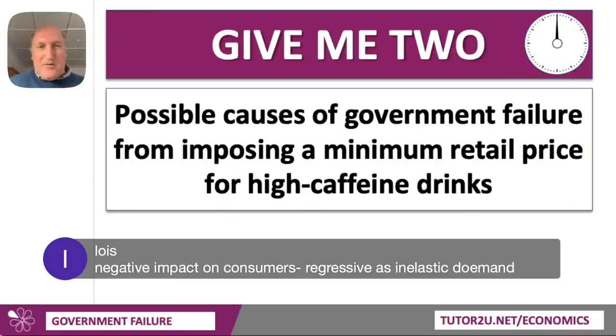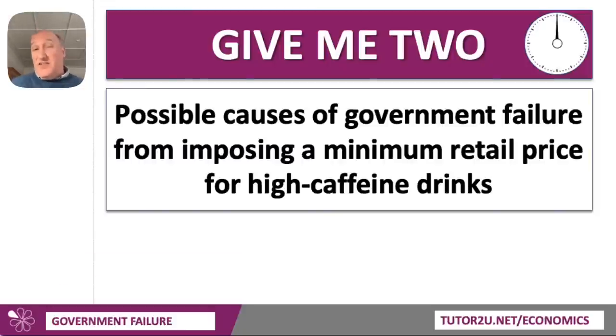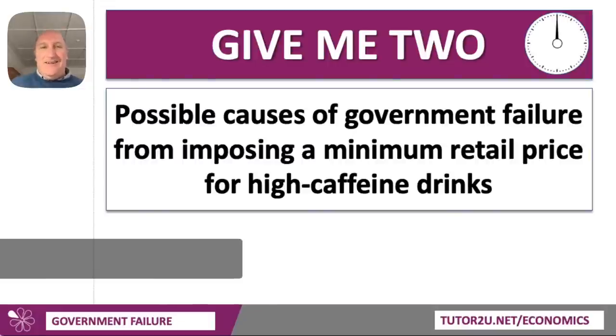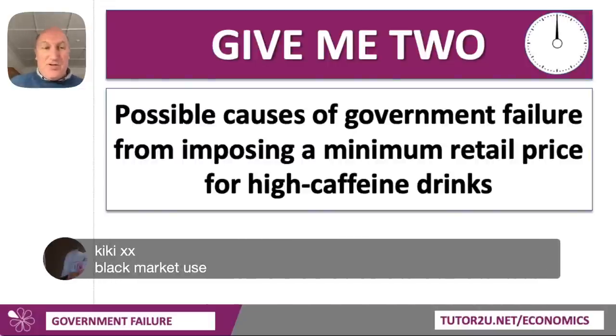Yeah, I think Kiki came in with very succinct answers, doubled up on two answers, and really I think captures the essence of why minimum prices often don't work. The reason for choosing this topic, by the way, of course, is that Scotland brought in a minimum price for alcohol. And there's now quite a bit of evidence about the consequences of that. Here's Kiki's point: regressive, inelastic demand. Well, that's a classic where you could build an answer. And it talks about black market use and shadow markets, etc.